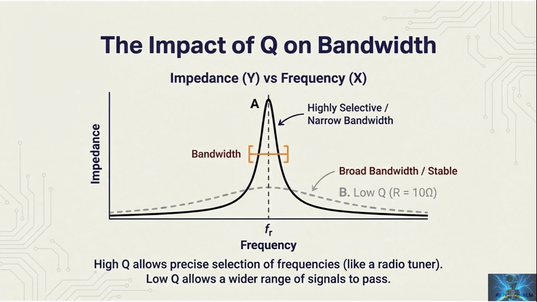High quality factor gives a narrow bandwidth, meaning it strongly prefers one frequency. That is what you want in a radio tuner or selective filter. Low quality factor gives a wider bandwidth, meaning more frequencies pass through. Wider bandwidth can be more stable, but less selective. So quality factor controls selectivity versus stability.